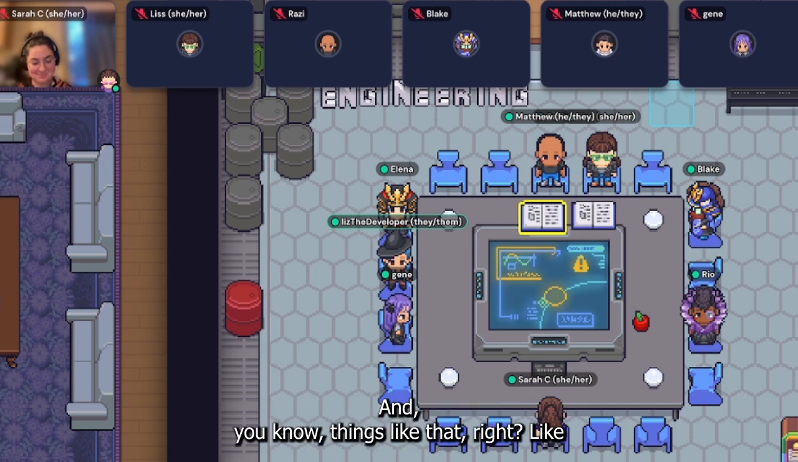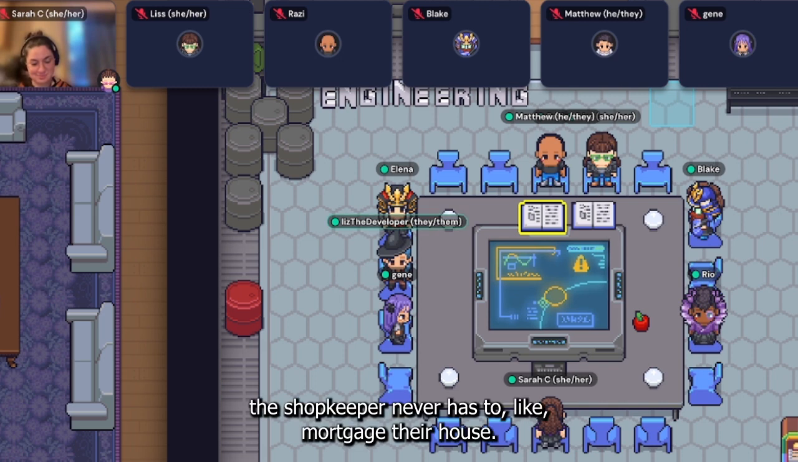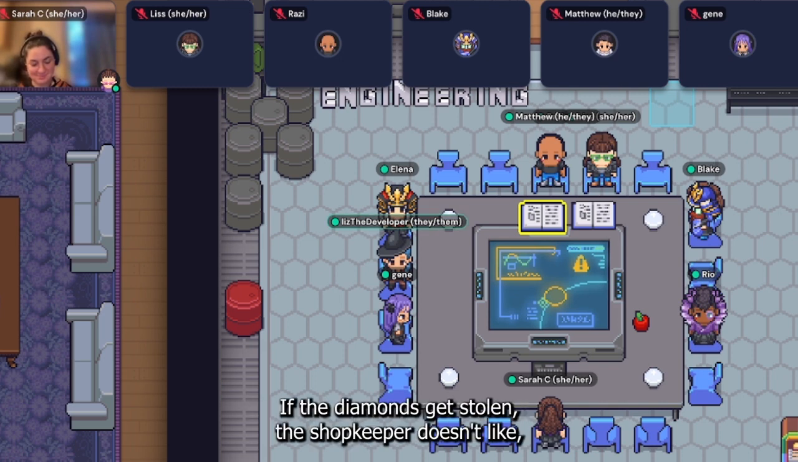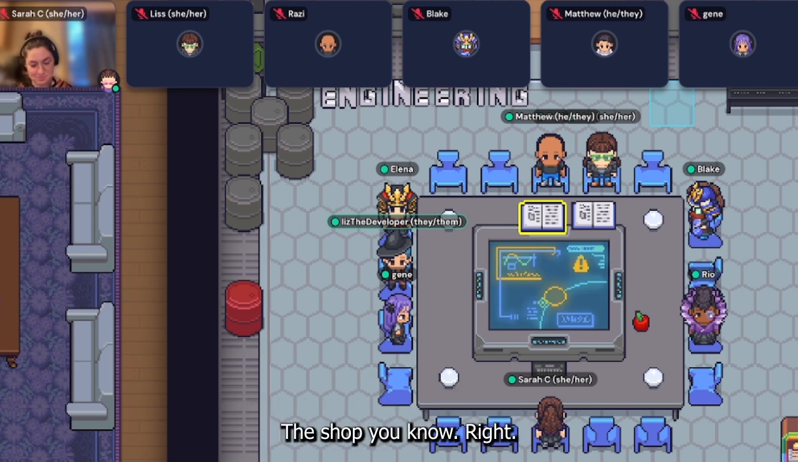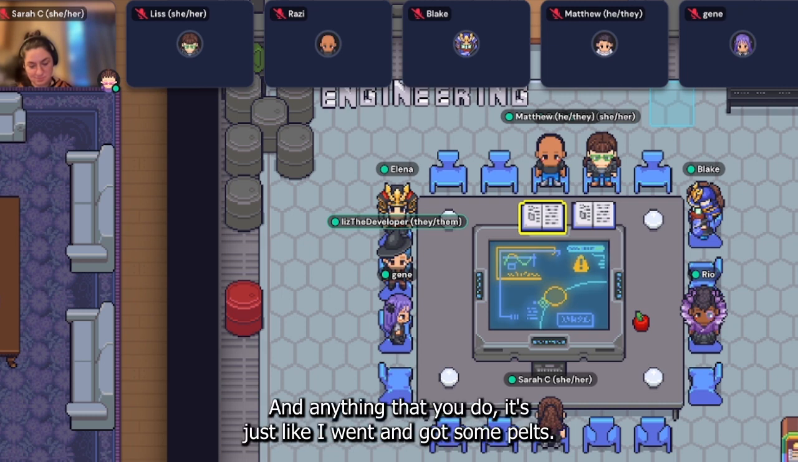And it doesn't bankrupt the town for the shopkeeper to buy the diamonds from you. Things like that, right? The shopkeeper never has to mortgage their house. If the diamonds get stolen, there's no insurance in the game like that. There's no interaction between the economy and the value of goods and services and anything that you do.